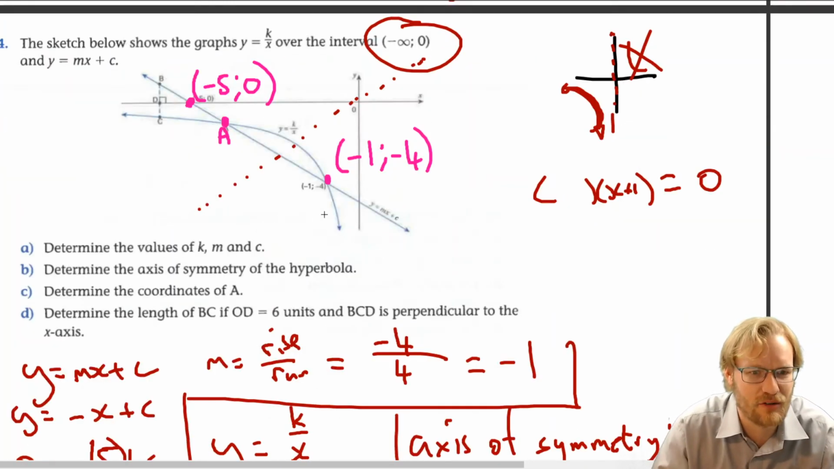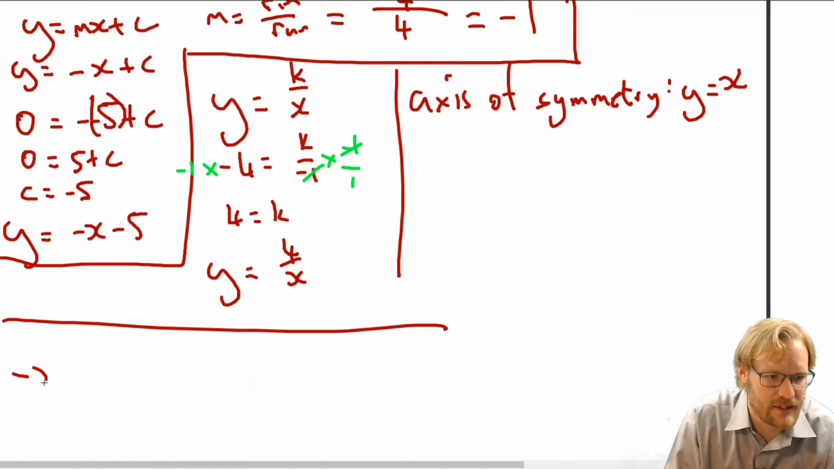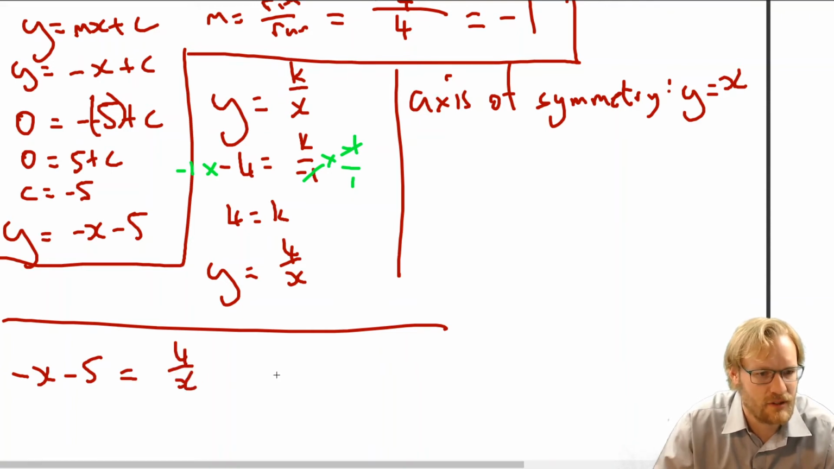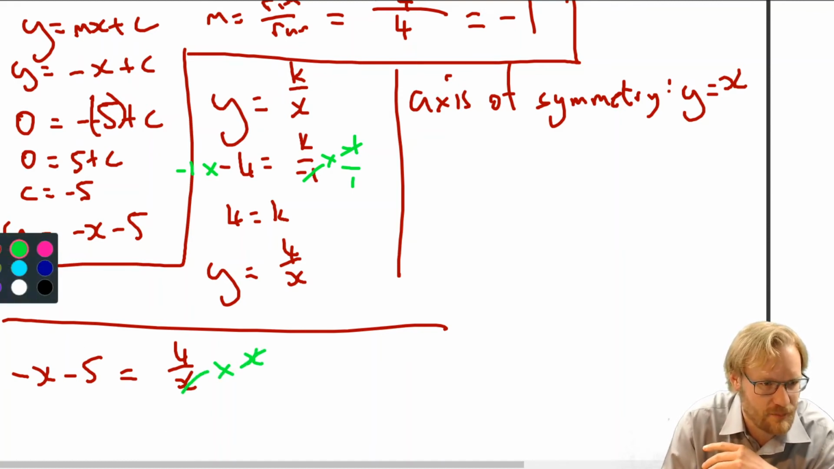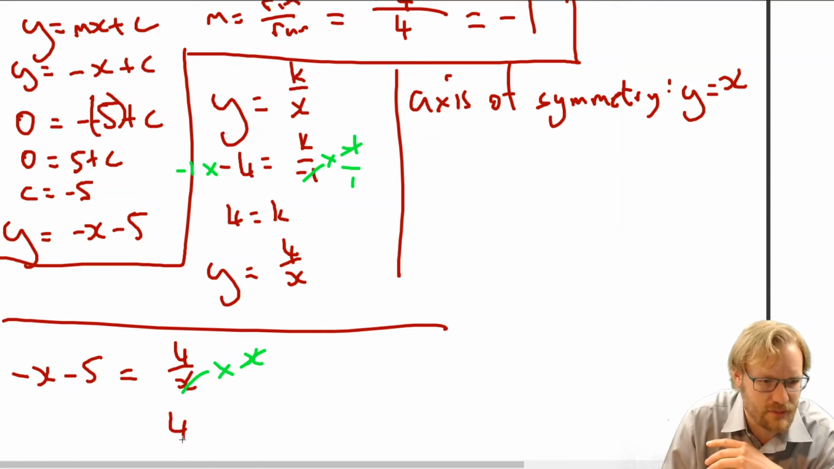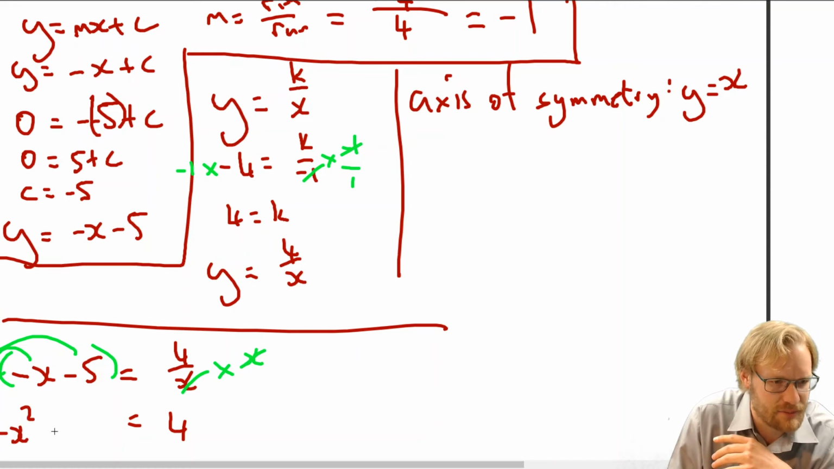Let's see if that holds true. So we're saying this graph equals this graph. We're saying that this graph, minus x minus 5, the straight line, when does it equal 4 over x? Okay, then we want to solve this, so let's multiply both sides by x, so that cancels, and we just got 4 on the right-hand side. What we do on one side, we do on the other. So let's multiply this whole side by x and distribute it in. So we got minus x squared minus 5x.